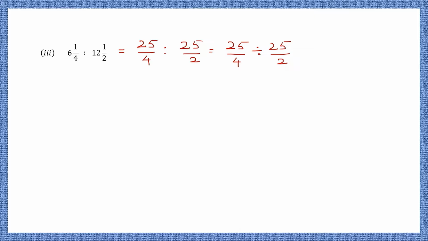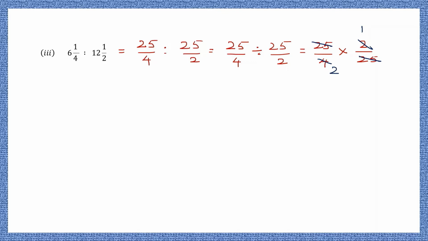And for fractions, we know when we have division of fractions, we write the first fraction as it is. Then we change the division sign to multiplication and we write the reciprocal of the second fraction. So 25 by 2 will now be written as 2 by 25. Now let's see what we can cancel. We can cancel 25 and 25. Now we can also cancel 2 and 4 both by 2. 2 ones are 2 and 2 twos are 4.